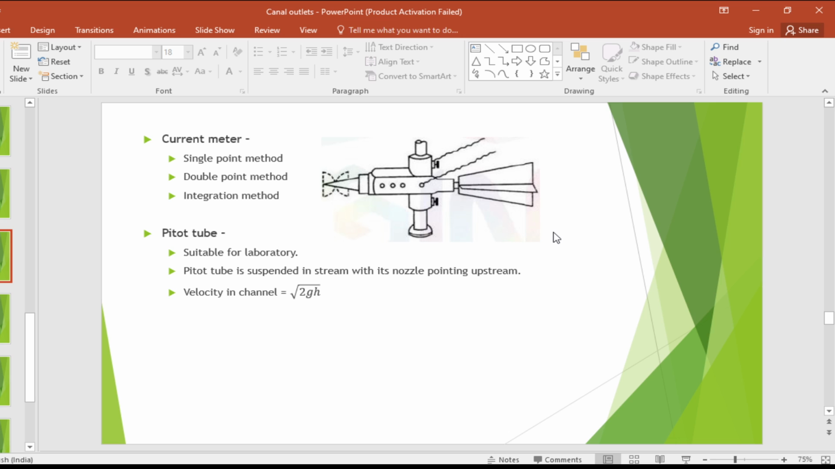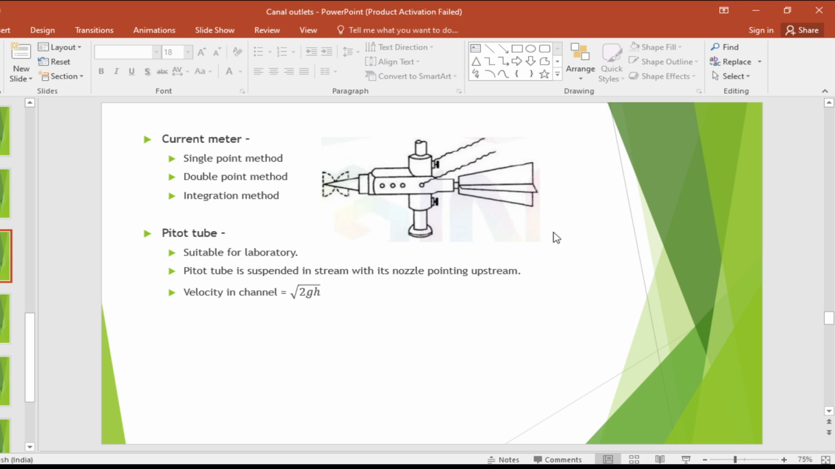In the single point method, whatever velocity we find at 0.6d, that velocity is your mean velocity. Now in double point method, we are going to introduce or immerse the current meter at two different depths. Okay, first is 0.2d and second is 0.6d. Now the average of these two is your mean velocity.